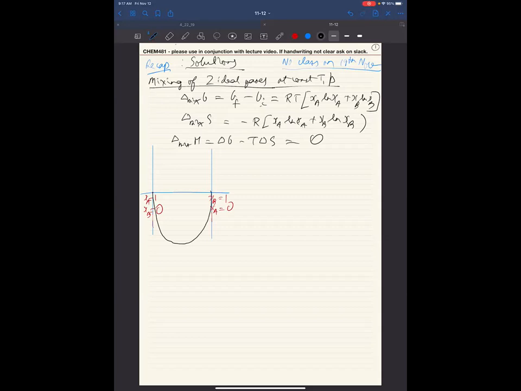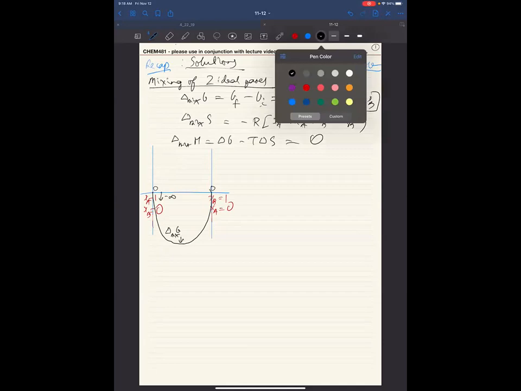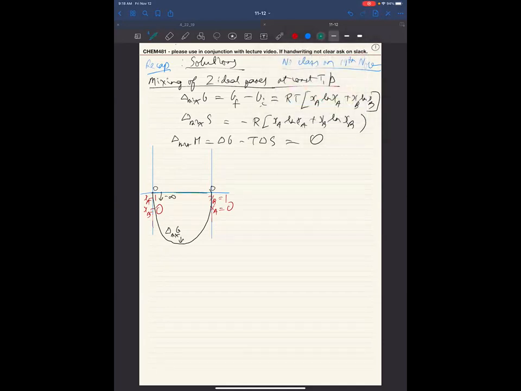I have put it in the folder, that delta mixing G is going to look like this. It drops down, it is 0 at both ends, and it drops down with a slope of minus infinity. That's what we showed. And the delta mixing H is going to be uniformly 0. There is no effect. This is for a mixing of 2 ideal gases. And the delta mixing S is going to be opposite in sign of delta mixing G. This is what we showed for mixing of 2 ideal gases.